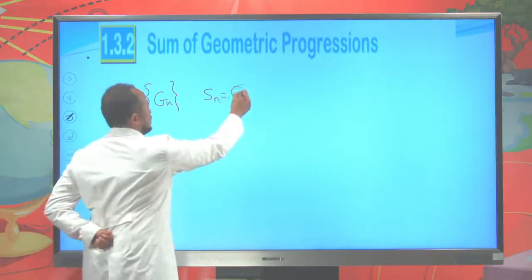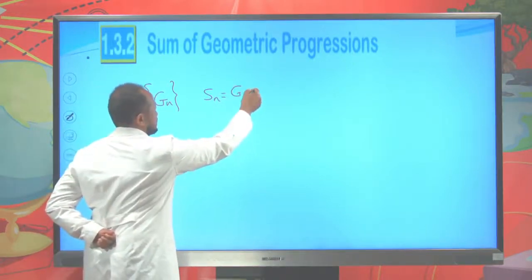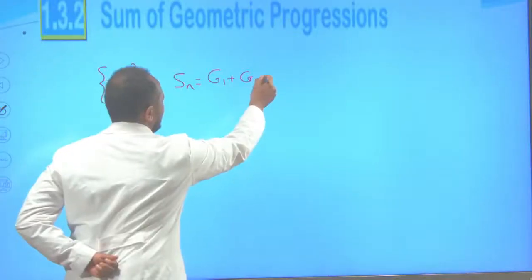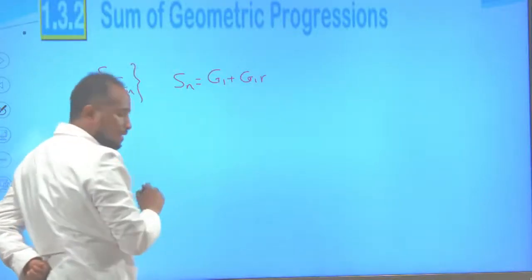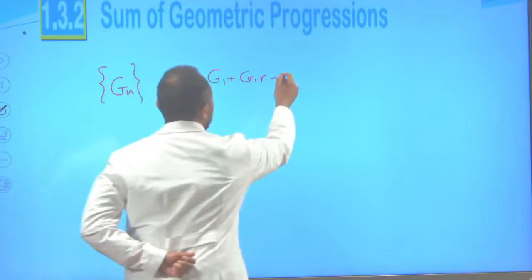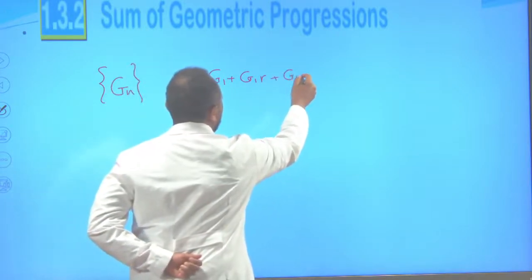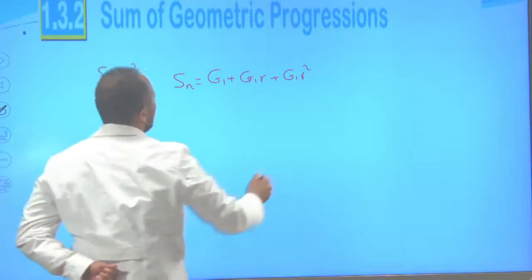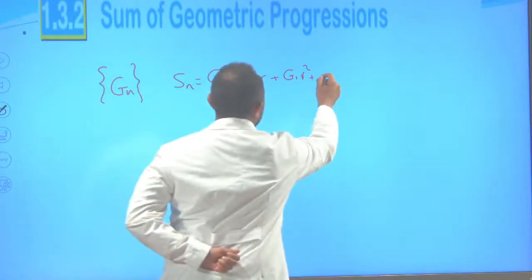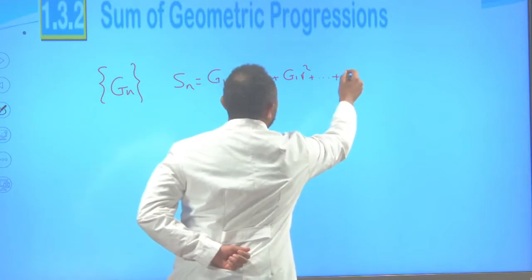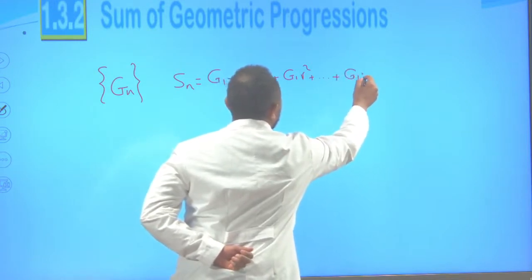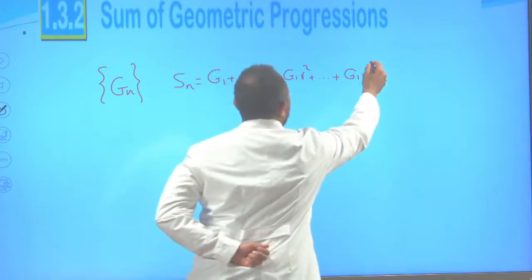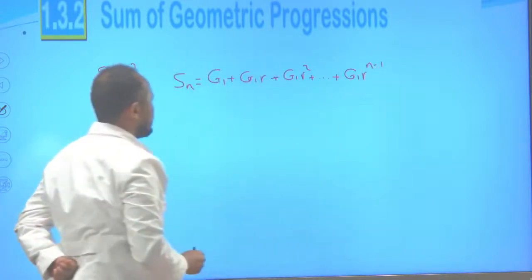equal to the first term plus the second term. I can write the second term by this formula, g1 times r, and the third term in this form, g1 times r squared, and the fourth term, and it goes on like this, plus g1 times r to the power of n minus 1, which is the nth term.